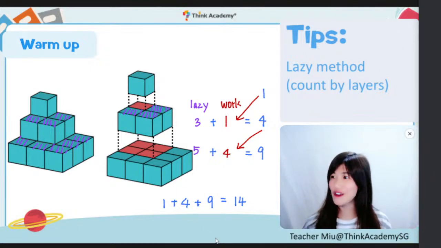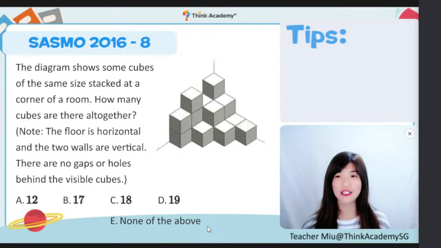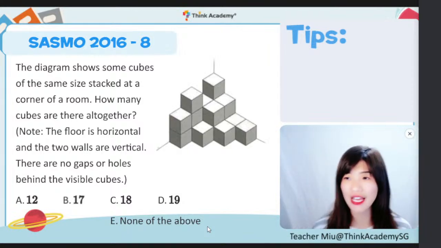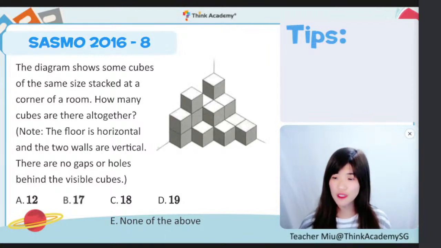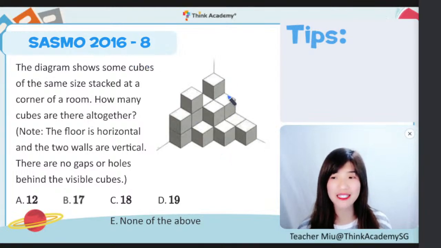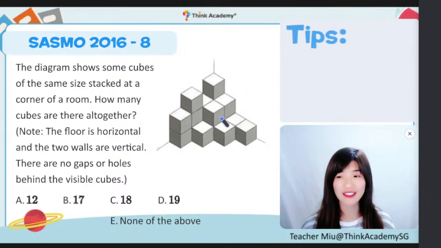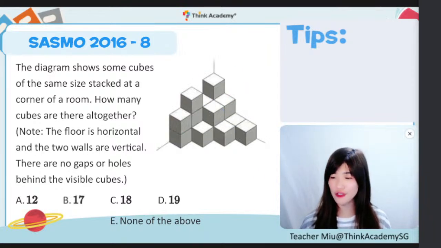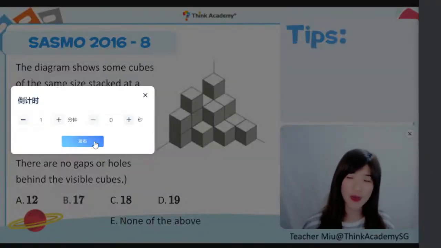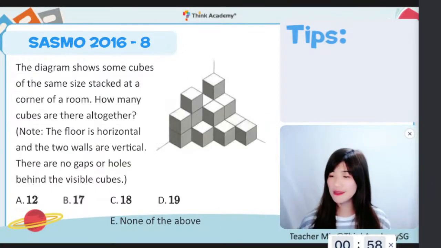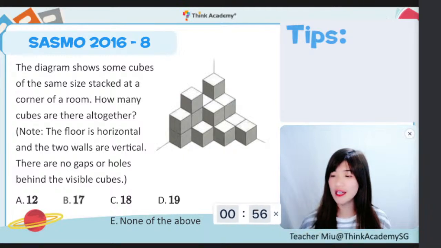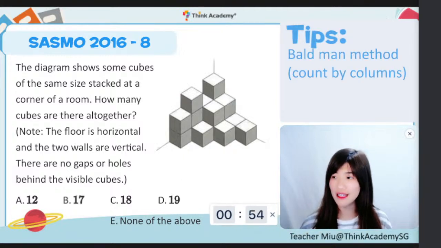All right, so let's take a look at the SASMO question in 2016. Counting cubes. It says, the diagram shows some cubes of the same size at the corner of the room. How many cubes are there altogether? All right, so now it's your turn. I will give you 1 minute to try. I will give you some tips on this. You can either try the boatman method or the lazy method. Let's go.